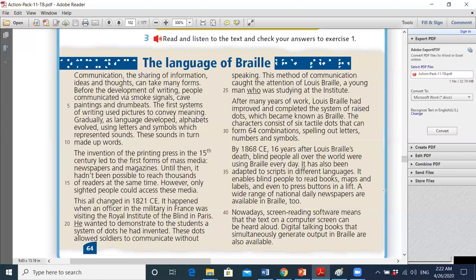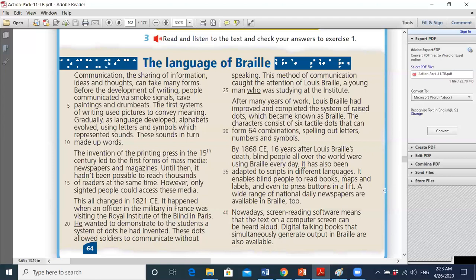A wide range of national daily newspapers are available in Braille too. Nowadays, screen reading software means that the text on a computer screen can be heard aloud. So now we have many computers and even smartphones that have special software that can read what is on the screen. And this is a feature that is very important for the people who are blind, because they can hear what is on the screen.